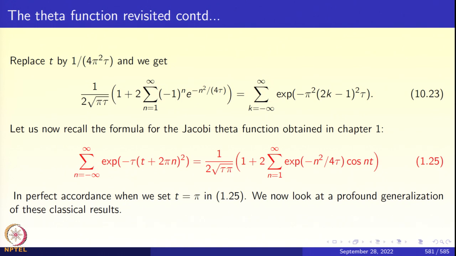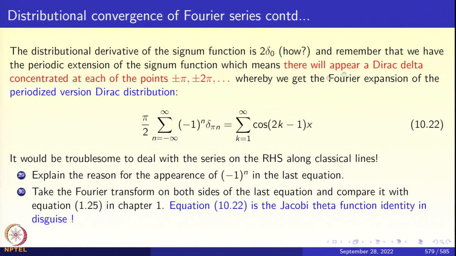Now go back to chapter 1 and recall the formula for the Jacobi theta function identity, that transformation formula. That was equation 1.25 and I repeated it here for your convenience. I want to compare 10.23 and 1.25. Before comparing, I'm going to put t equal to pi. When I put t equal to pi, cos nt is (-1)^n, and you see we get the left hand side of 10.23. On the right hand side, I get exactly the right hand side of 10.23. So you see that the equation that we got, 10.22, is exactly the Jacobi theta function identity in disguise.